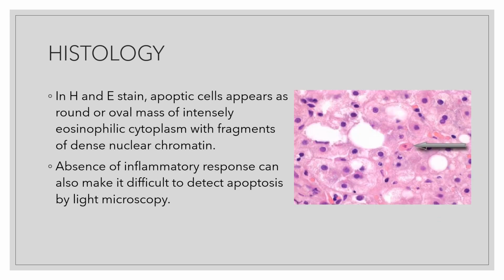Now we can see histology. Usually, we can very rarely see apoptosis under the light microscope because of the absence of an inflammatory response in it. But sometimes when we do an H&E stain, this apoptotic cell appears round or oval with a mass of intensely eosinophilic cytoplasm with fragments of dense nuclear chromatin present. This is an example of an apoptotic cell in a liver cell.